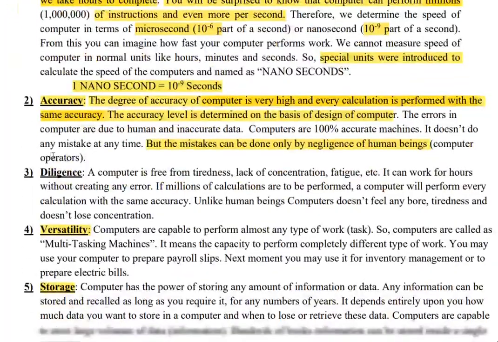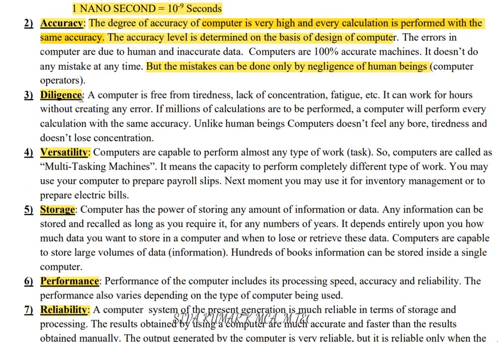The third characteristic of a computer is diligence. What is diligence? Diligence is something simple. A computer is free from tiredness, lack of concentration, fatigue, etc. It can work for hours without creating an error. Millions of instructions can be performed. A computer will perform every calculation with the same accuracy. Millions of calculations can be performed by a computer, each within the same accuracy.